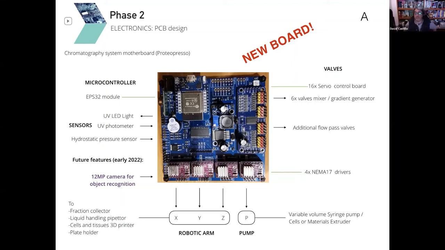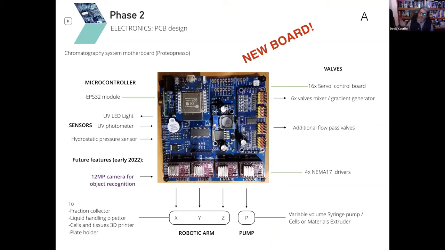And it has four NEMA drivers. And these NEMA drivers are capable of actuating or controlling what is now a fraction collector, which is a liquid handling pipetter, which can use any type of pipette, not just restricted to one type of pipette. It also will be capable of cells and tissues 3D printing capabilities in the future, and plate holder and picking, for example, picking colony. This is composed essentially by a robotic arm that is controlled by the typical XYZ axis.